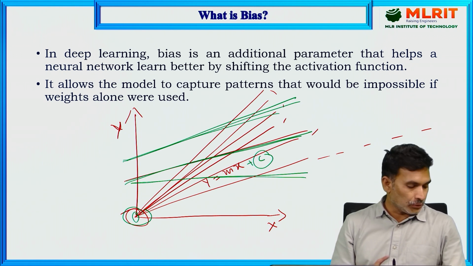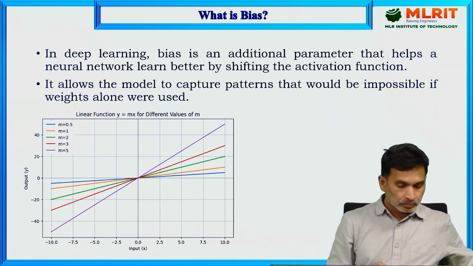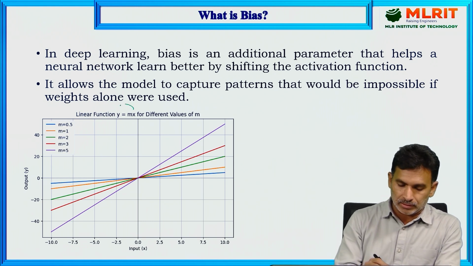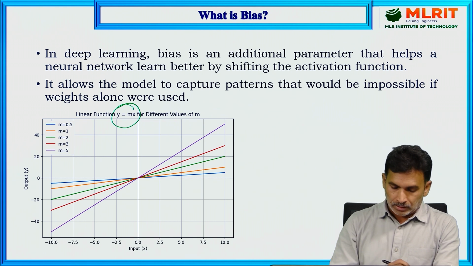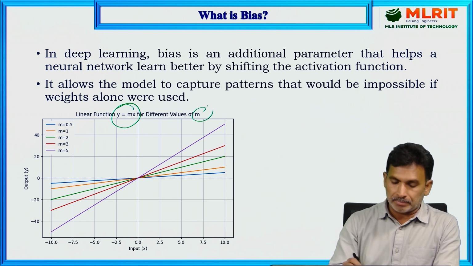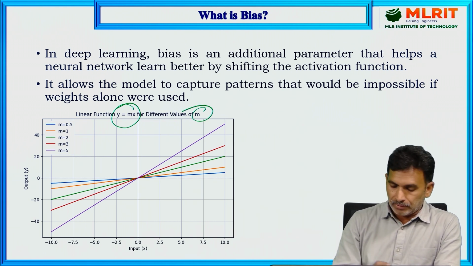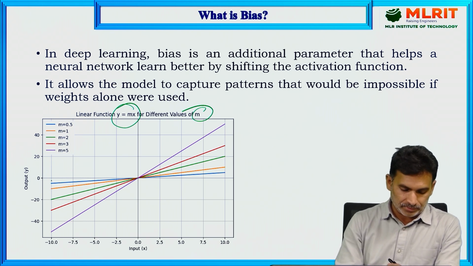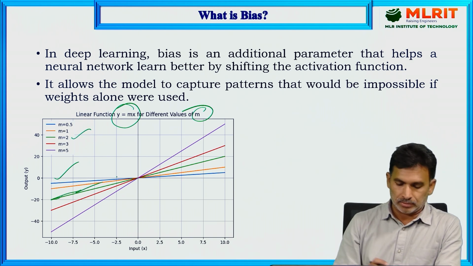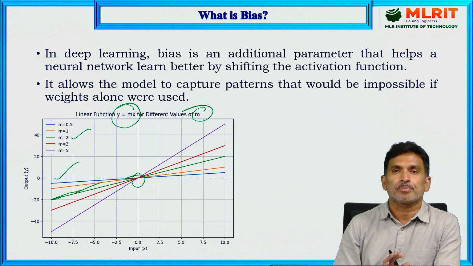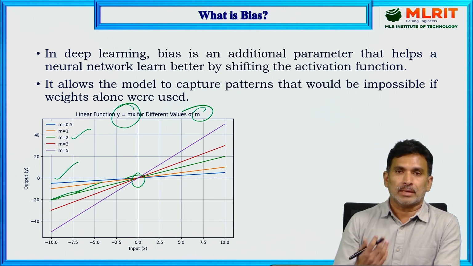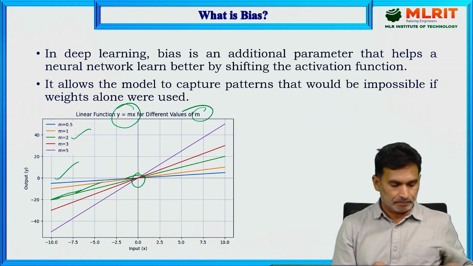Similarly, the bias is used in deep neural networks. Here you can see y is equal to mx plus c, one simple function, and if you change the slope value m, we'll get different lines like this, where m equal to 0.5 is this line, the green line is where m equal to 2, and this one. But the intercept remains the same. We want to shift this point also, so that is the purpose of introducing this bias.